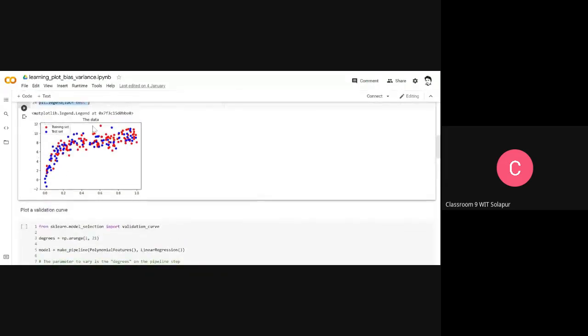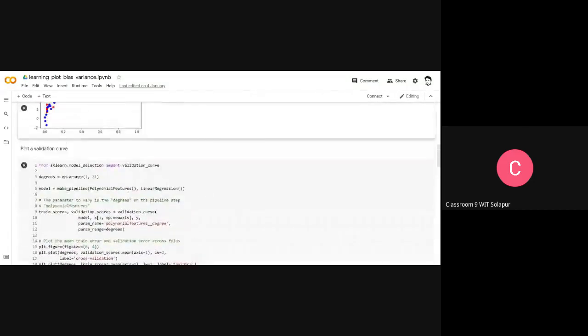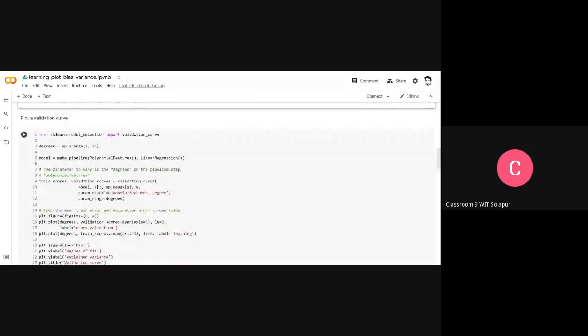So when this is your training and test data set, and when you execute this further model, what you get is, see, same thing I'm doing. I'm using degrees. And how many degrees am I using? From 1 to 21.